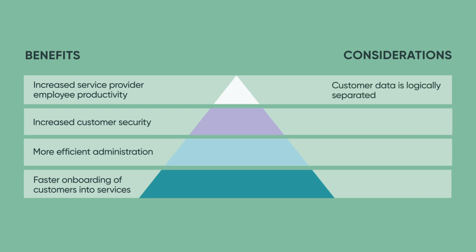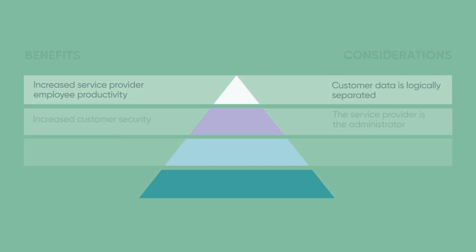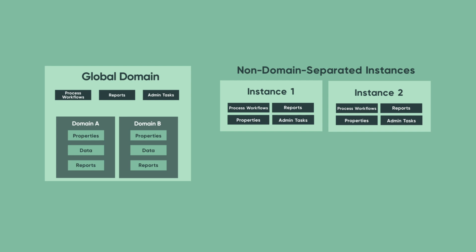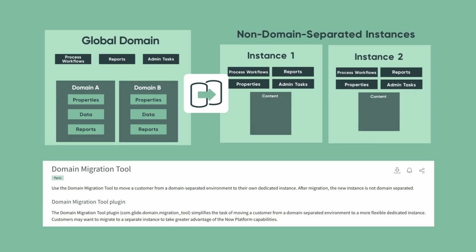If physical separation is required, you must use separate instances. The service provider is the administrator. If customers need to be their own administrators, they must use separate instances. Customers consume the provided services. If customers need their own ServiceNow roadmap, they must use separate instances. If some customers outgrow the shared instance and need separate processes and development, you can migrate their content using the Domain Migration tool.